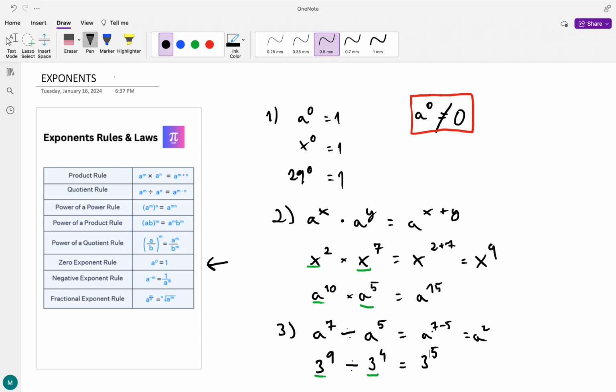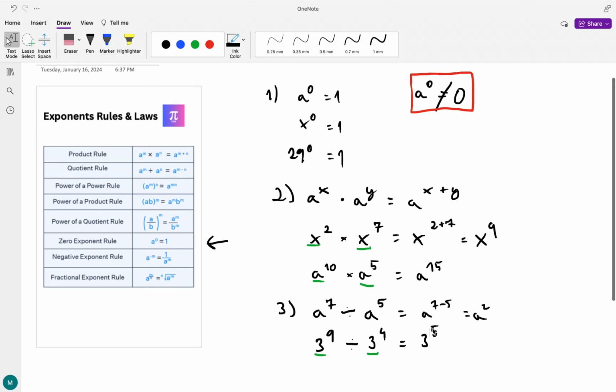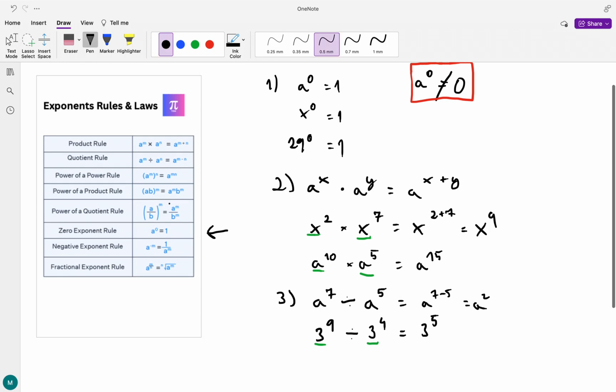So always apply rules and laws of exponents before providing an answer or performing the final calculation. Okay, next we have power of a power.